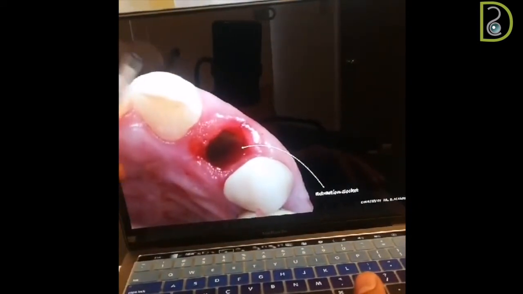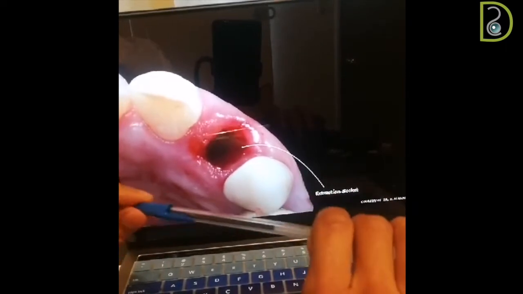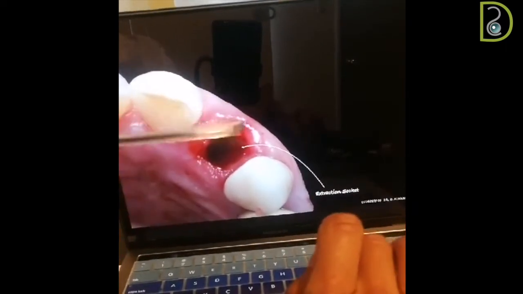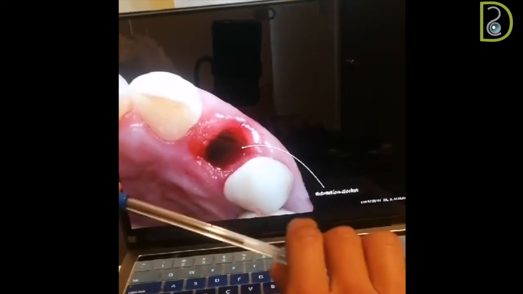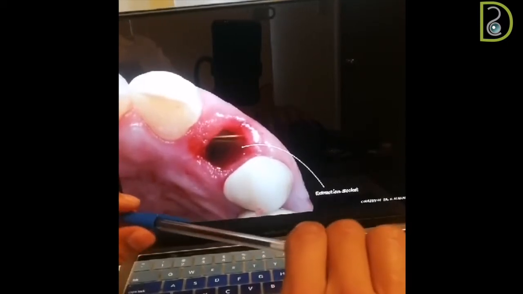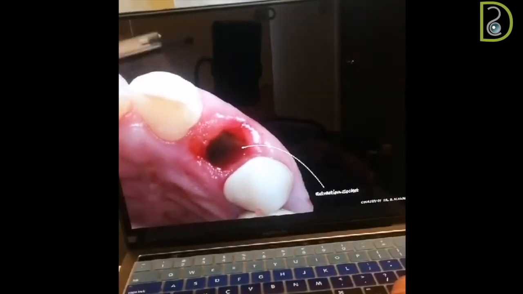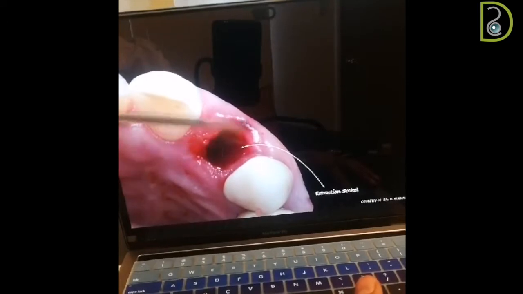In the literature, different degranulation protocols were published. In our clinic, we usually use just regular saline and thorough curettage just to make sure there is no granulation tissue or no soft tissue remaining inside. So we do not use any chemical or antibiotic in these cases.